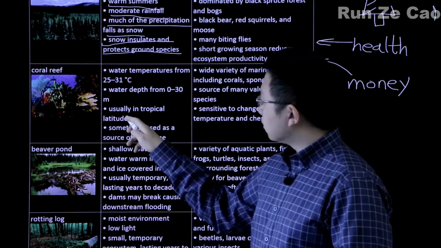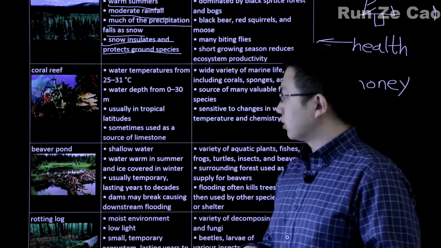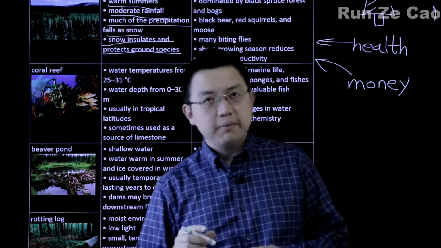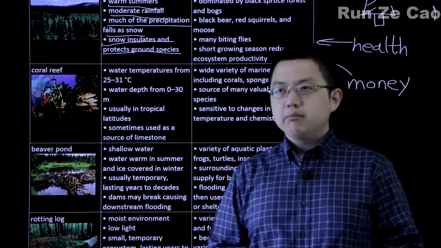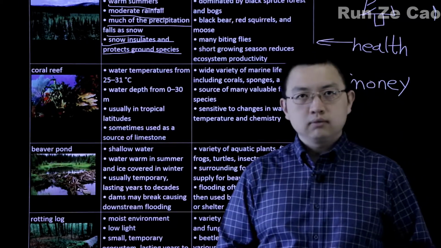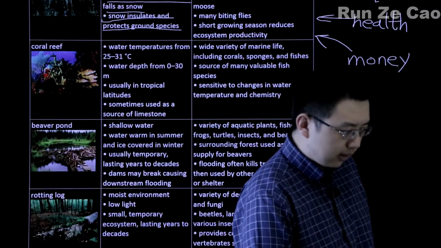So, location, usually in tropical latitudes. Why? Because of the water temperature requirement. Also, in aquatic ecosystems, the depth is very important. Why? Because sunlight can only penetrate so far, even in very clear water.